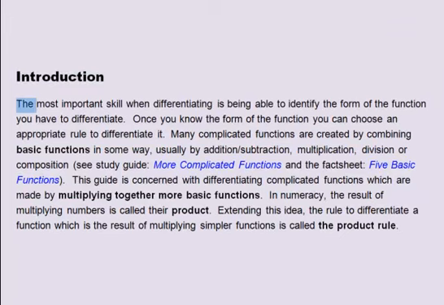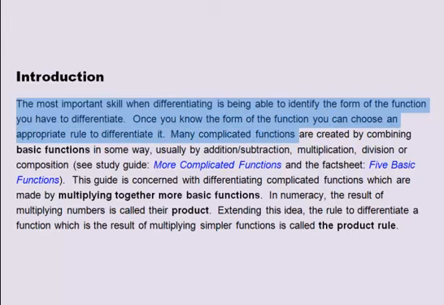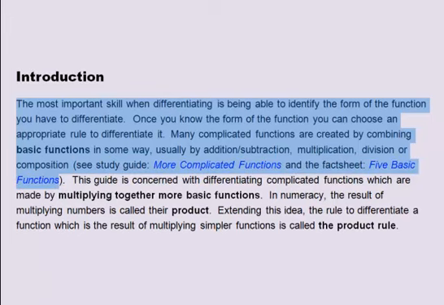Introduction. The most important skill when differentiating is being able to identify the form of the function you have to differentiate. Once you know the form of the function, you can choose an appropriate rule to differentiate it. Many complicated functions are created by combining basic functions in some way, usually by addition or subtraction, multiplication, division or composition. See study guide, more complicated functions and the fact sheet, 5 basic functions.